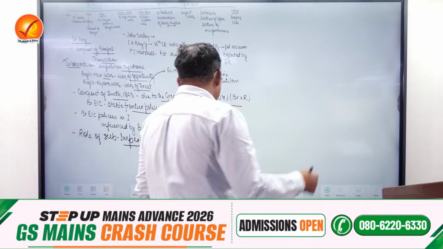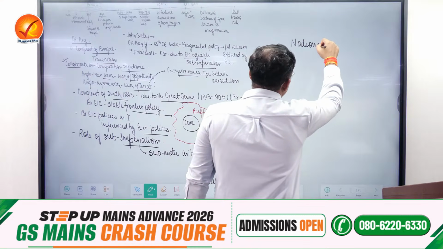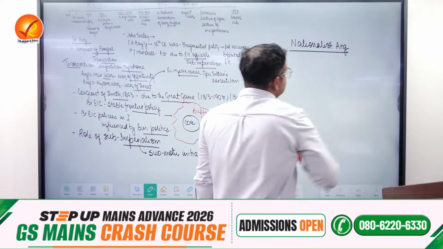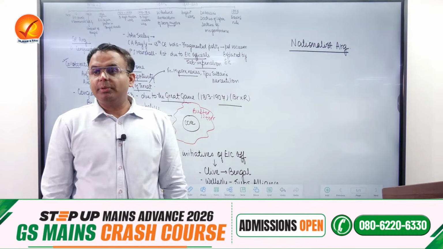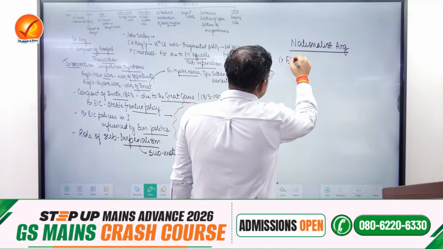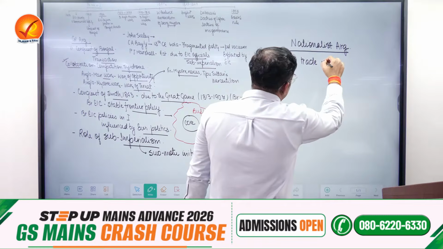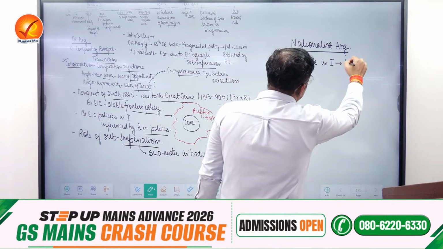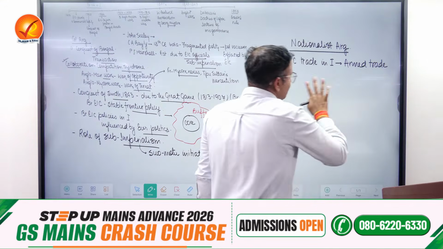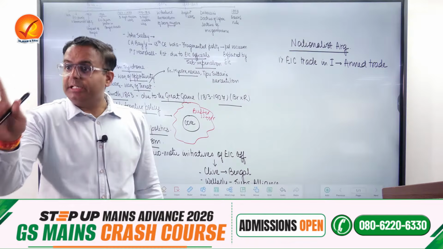Now, what is the counter argument? What is the nationalist argument? First, that East India Company trade in India was not pure trade, it was from the beginning armed trade. Agreed? From the beginning it was armed trade. They were never a purely commercial entity.